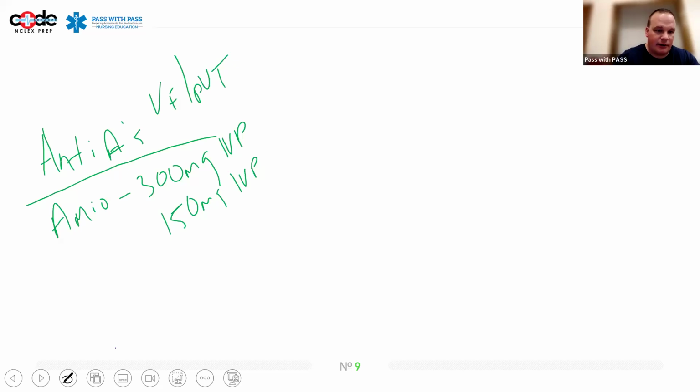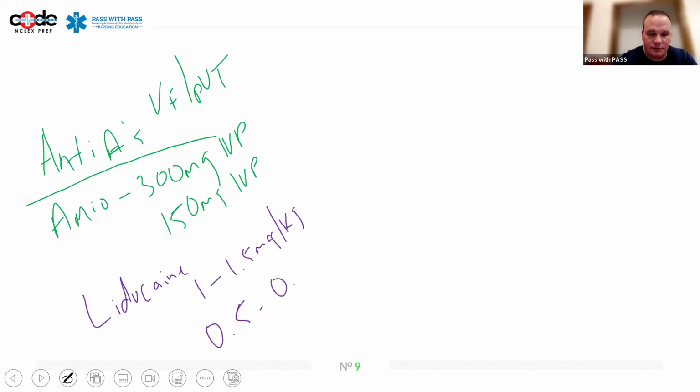Now, the other antiarrhythmic that the ACLS algorithm recognizes that you can give, if you so choose, is lidocaine. And this is not in addition to amiodarone, it's in place of. And this is 1 to 1.5 milligrams per kilogram with a follow-up dose of 0.5 to 0.75 milligrams per kilogram. So if you don't have amiodarone, you can use lidocaine in its place.